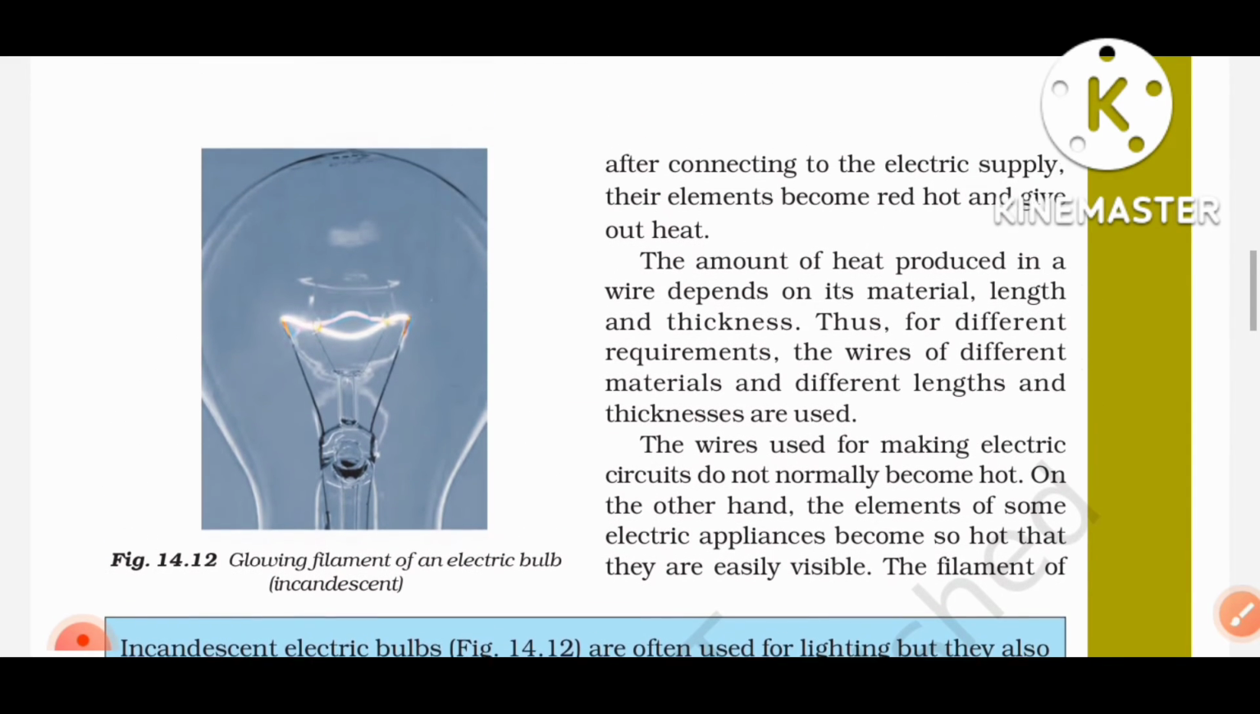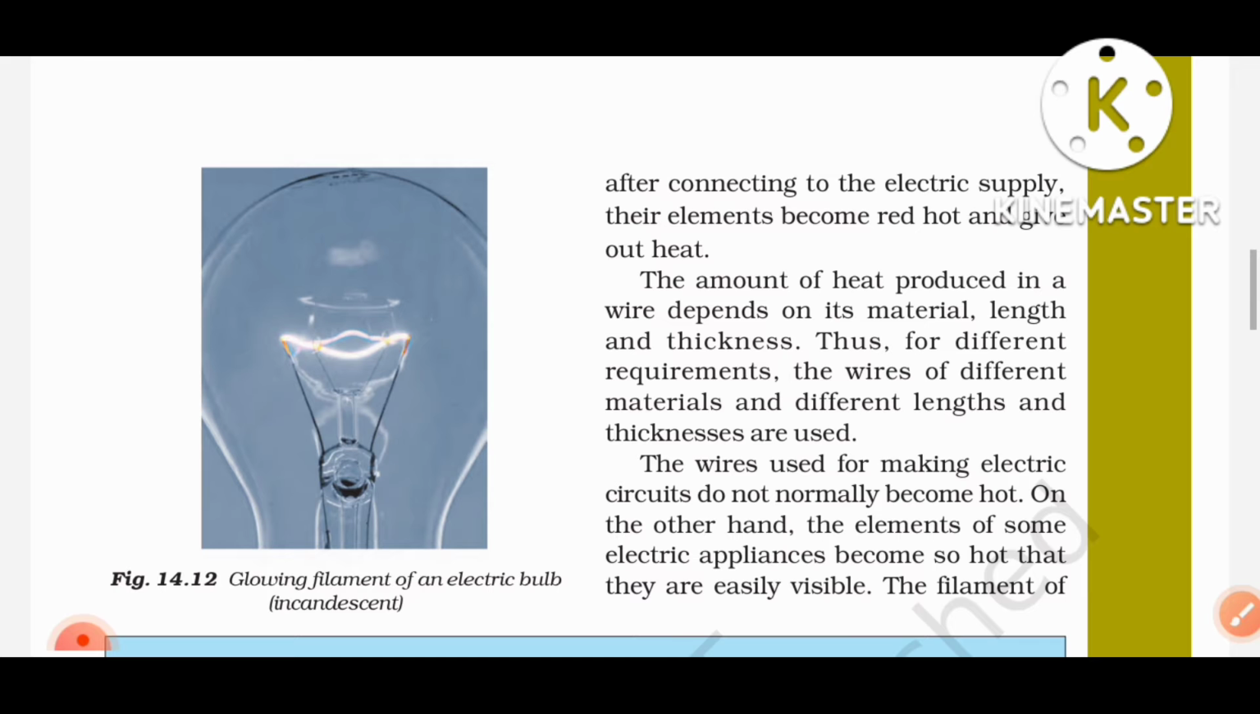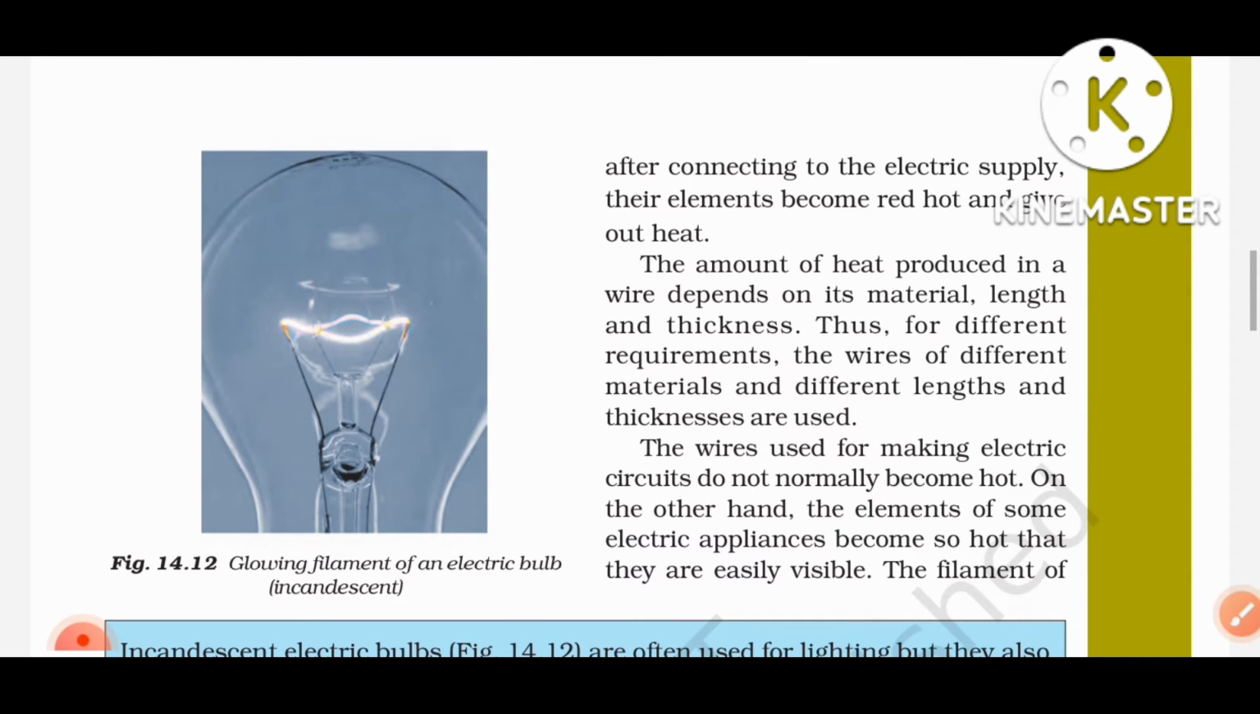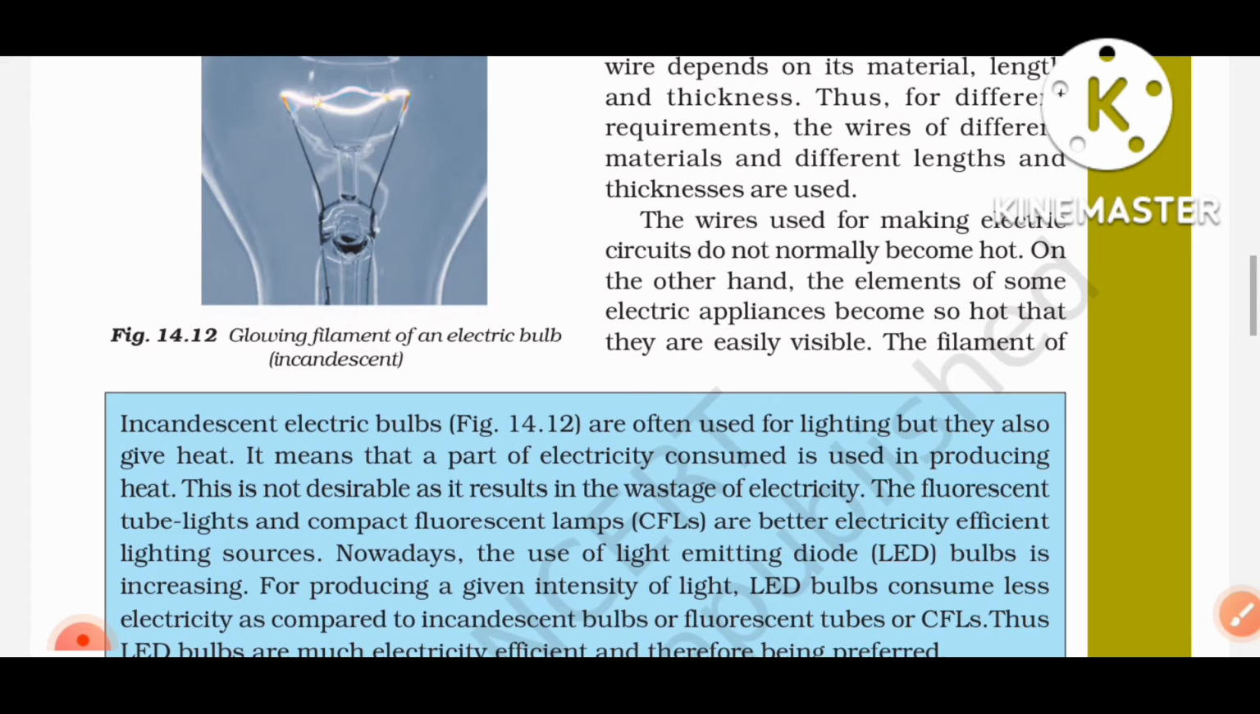Figure 14.12. Glowing filament of an electric bulb. Incandescent. The amount of heat produced in a wire depends on its material, length and thickness. Thus, for different requirements, wires of different materials, different lengths and thickness are used. The wires used for making electric circuits do not normally become hot. On the other hand, the elements of some electric appliances become so hot that they are easily visible.